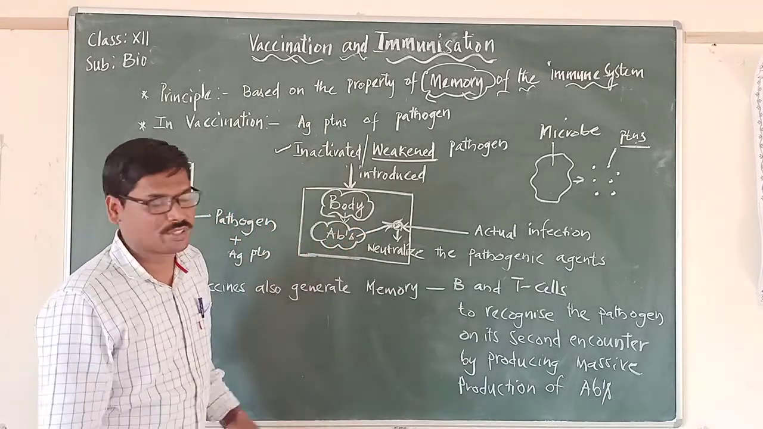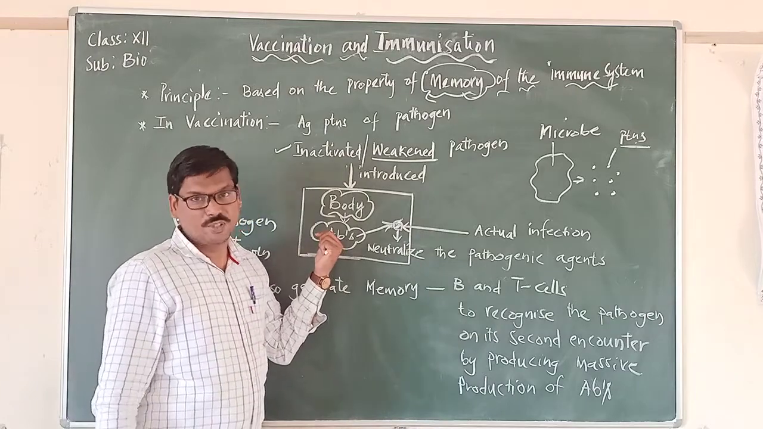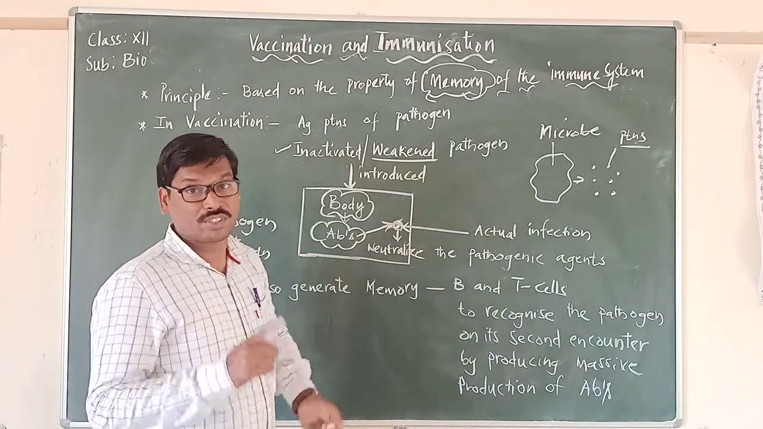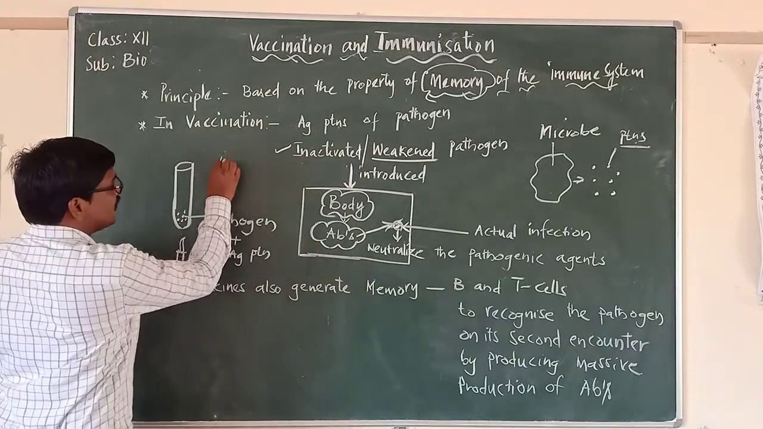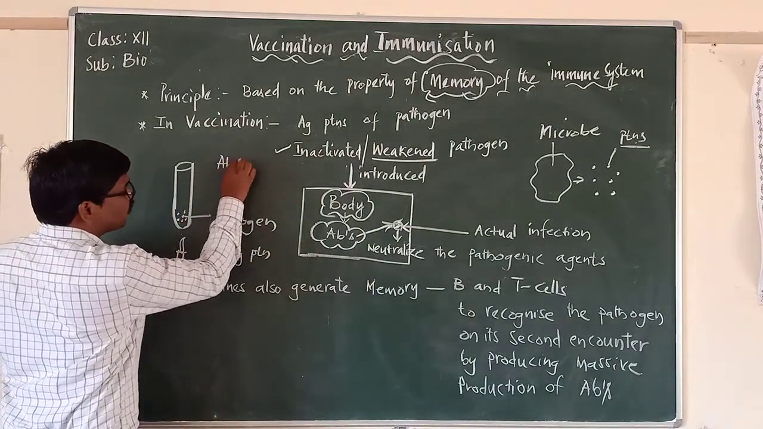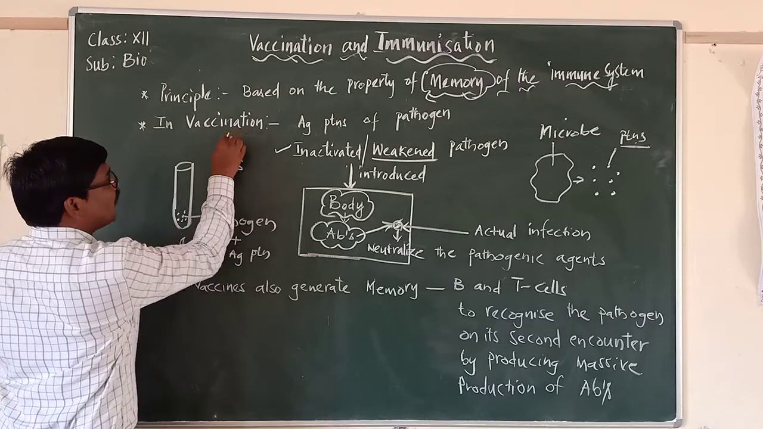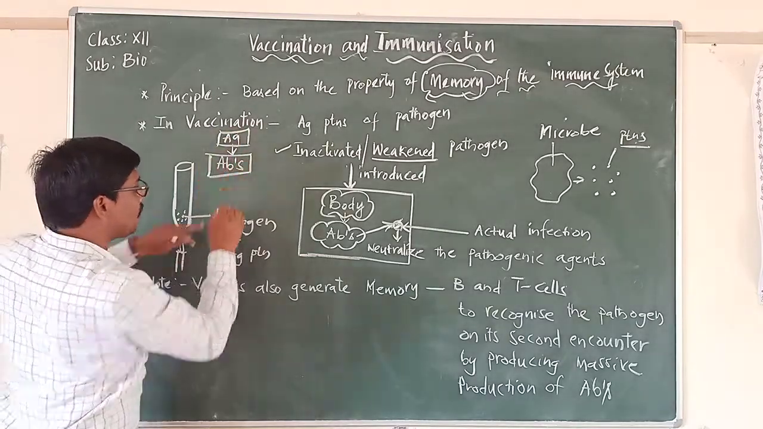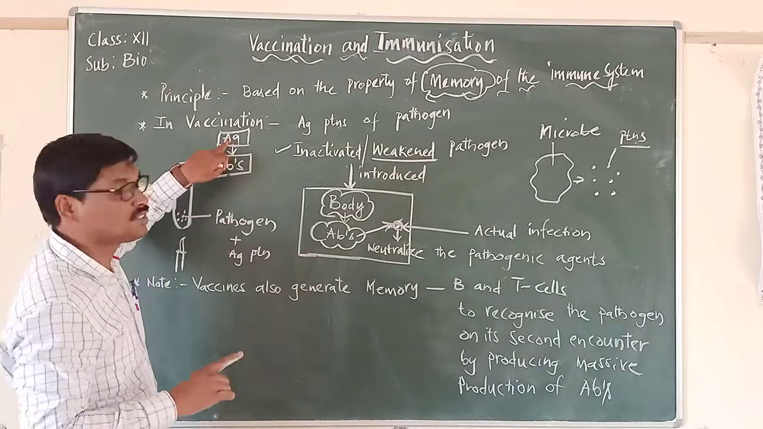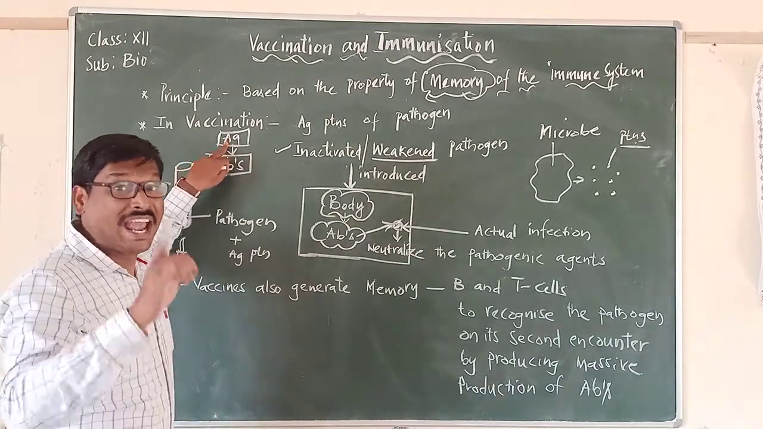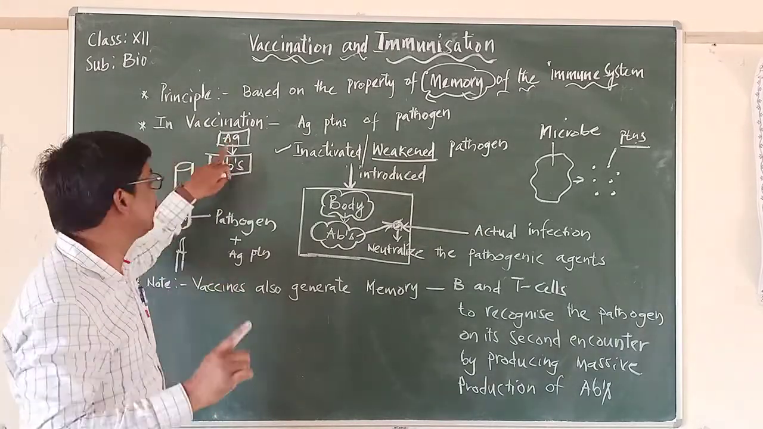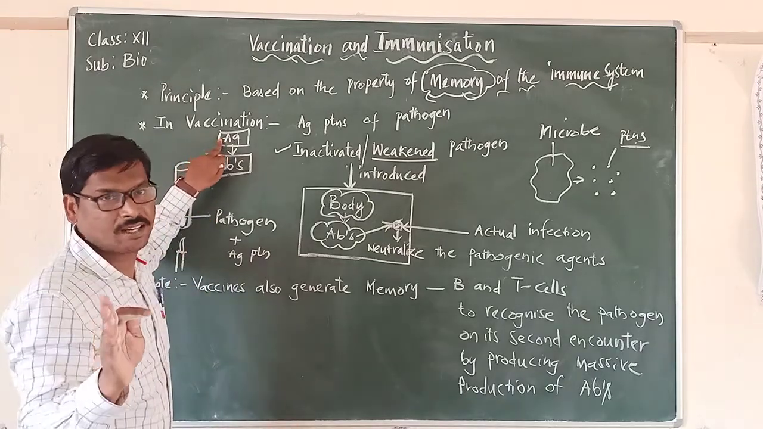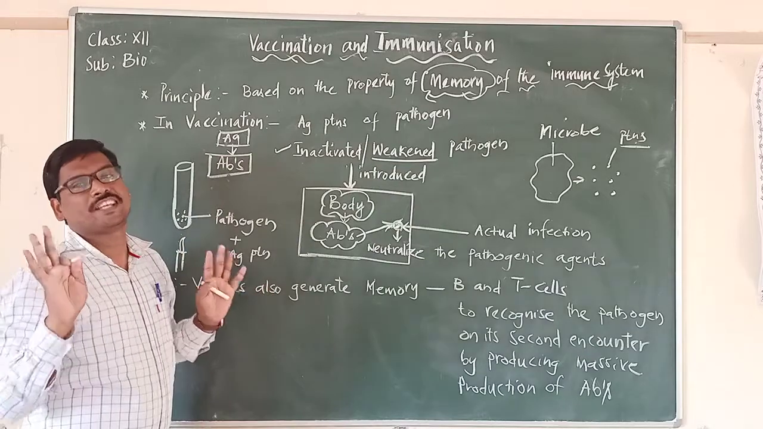Antibodies will be produced. Antibodies are produced in our body. We already studied in the previous videos that antibodies are always produced only in the presence of what? Antigen. Please remember this. Antibodies are produced always in the presence of antigen, which means antigen can only stimulate the antibodies. If there is no antigen, there is no production of antibodies.